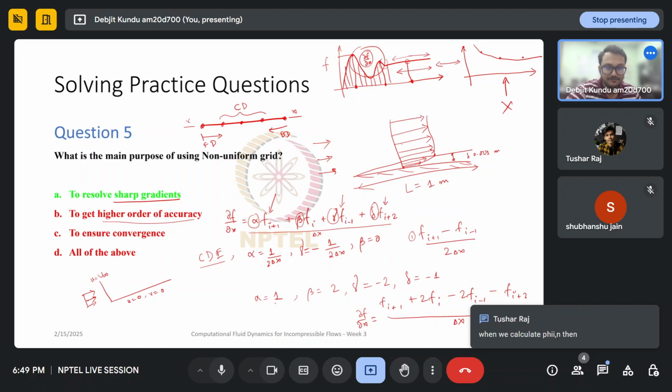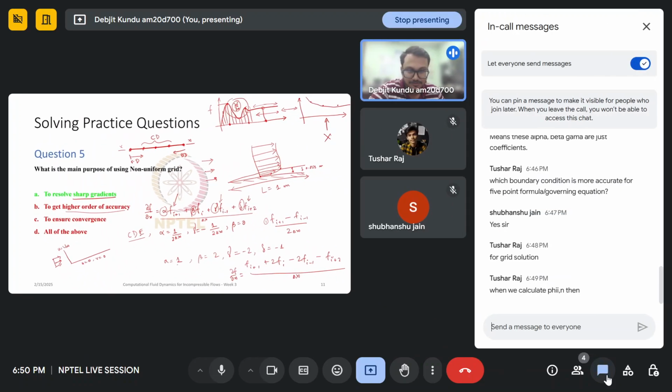When we calculate phi n, then... I'm still not sure what you're asking. Can you give an example of what you're talking about?